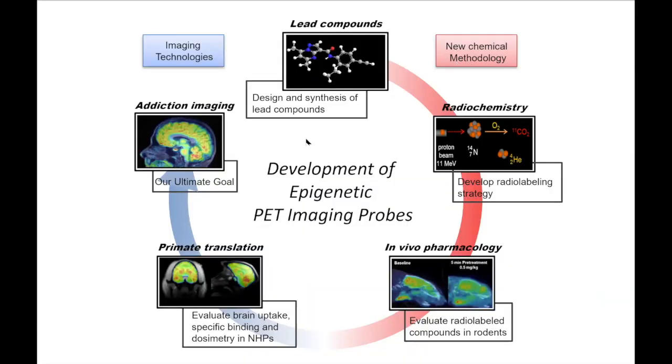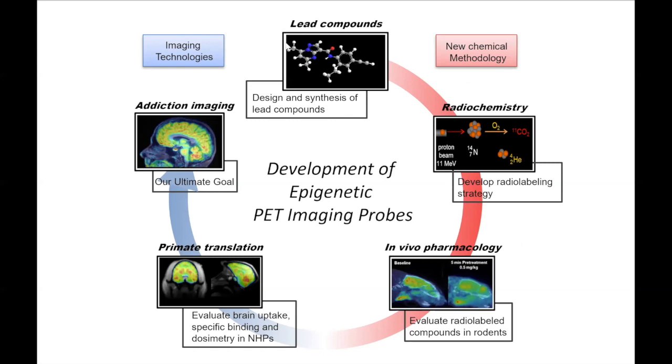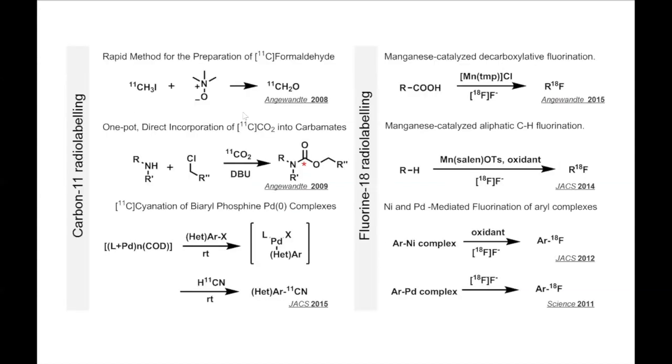If we look at the detailed pipeline, there's the lead compound, radiochemistry, small animals, then big animals like non-human primates, and then we go to humans. Radiochemistry is an important technique we need. From the lead compound, we need to label it with radioisotopes with high radiochemical yield and specific activity. So we always try to develop new methods for radiolabeling. For some examples here, C-11 or F-18 labeling uses different methods, not the traditional methods. We can use different structures and different catalysts to label these molecules.